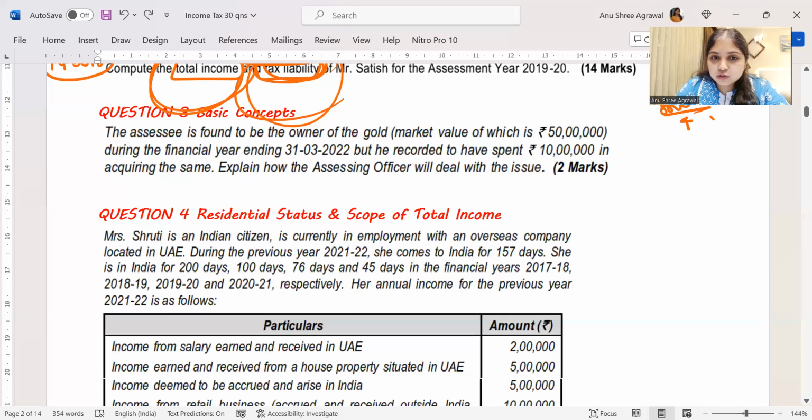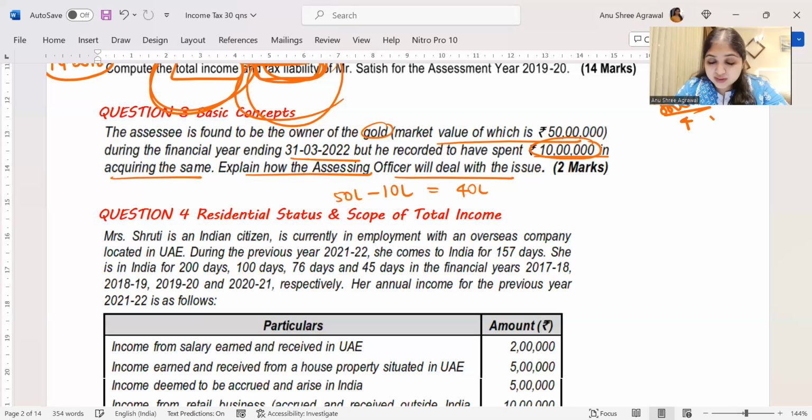The assessee is found to be the owner of gold, market value of which is 50 lakhs during the financial year ending 31st March 2022. But he recorded to have spent 10 lakh in acquiring the same. Explain how the assessing officer will deal with the issue. Guys, he has gold, market value is 50 lakhs. He recorded that he spent only 10 lakhs. So balance 40 lakhs, he is not able to give an explanation.